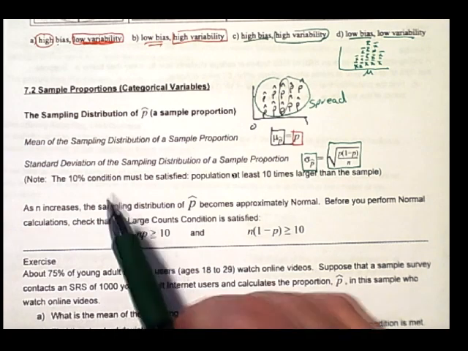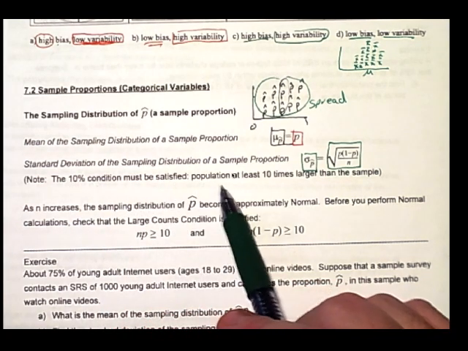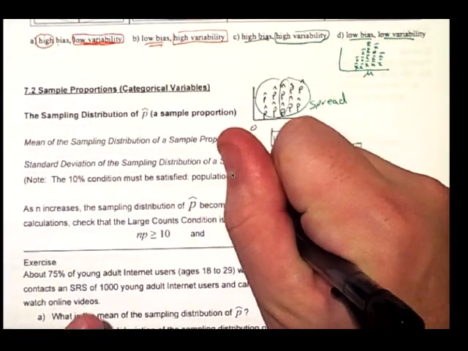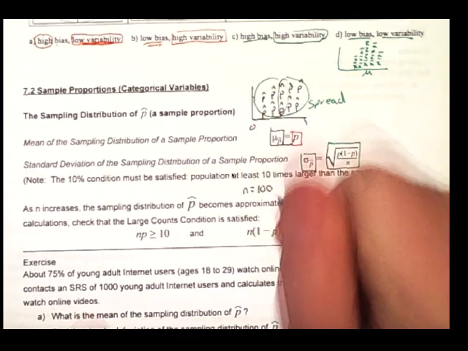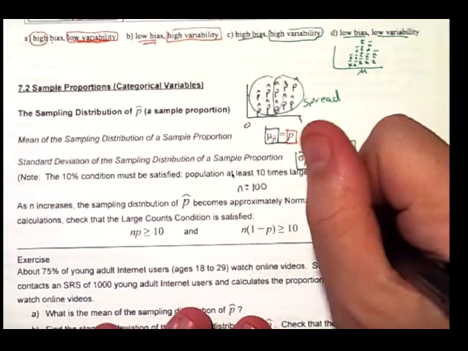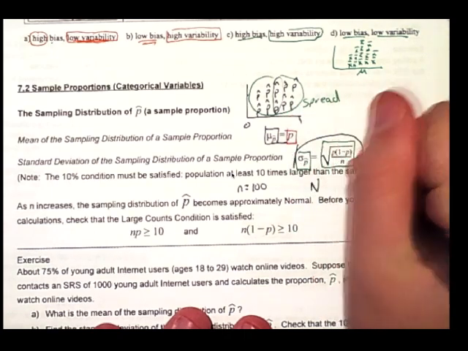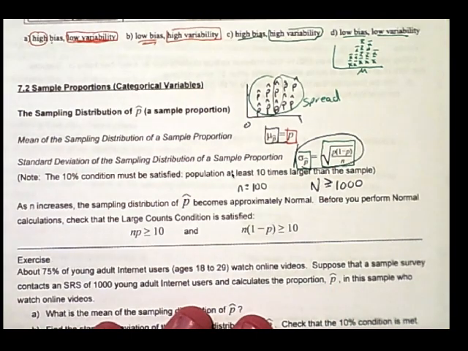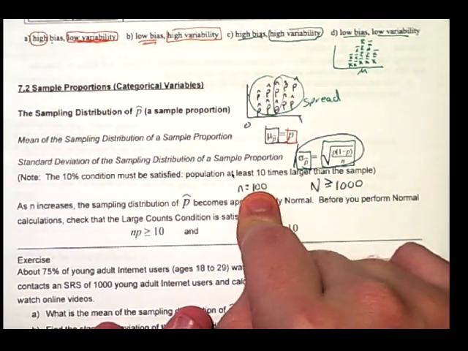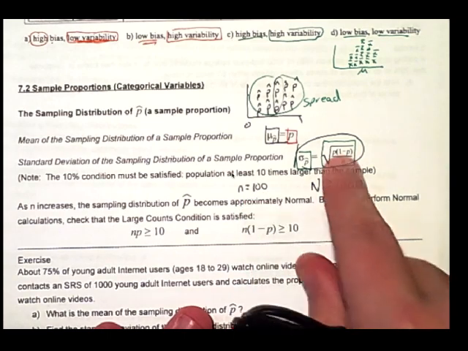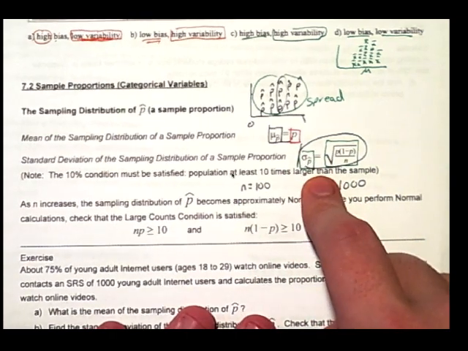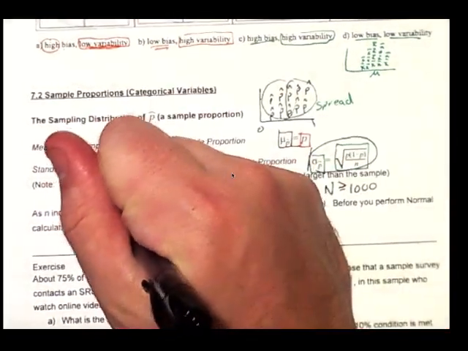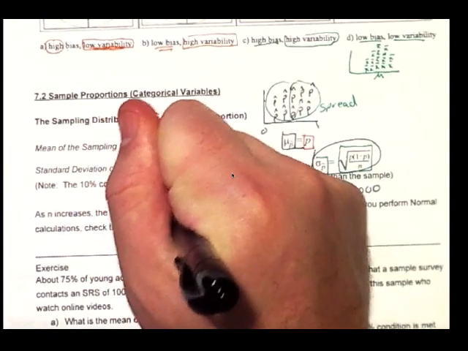Note, the 10% condition must be satisfied, so the population has to be at least 10 times larger than the sample. So for instance, if we had a sample of 100 people, for this formula to be valid, the population size would have to be at least 1,000, because this is 10 times more than this. If that's not true, then this formula doesn't necessarily work. So that's called the 10% condition, and sometimes it's called the independence condition.